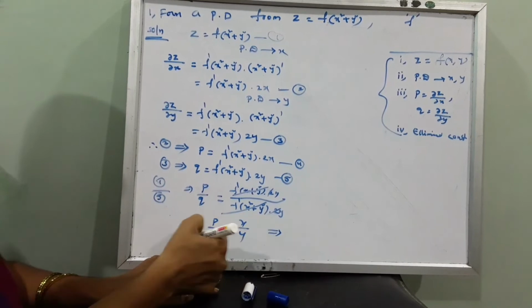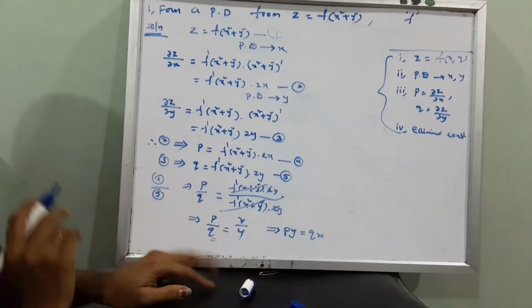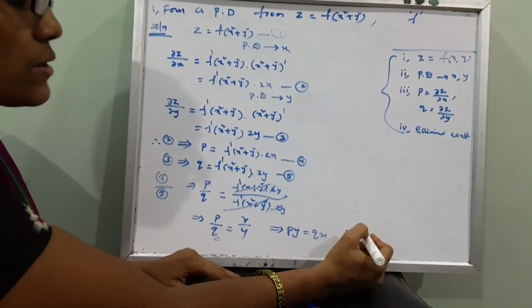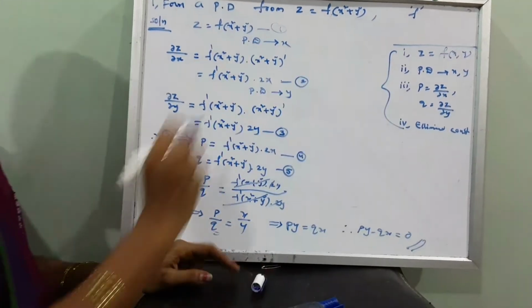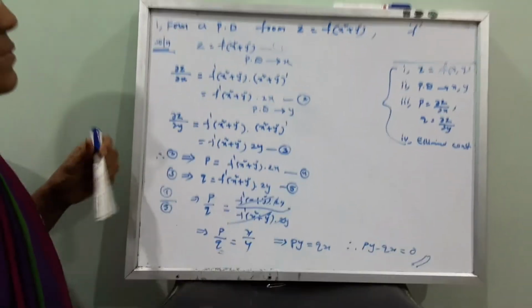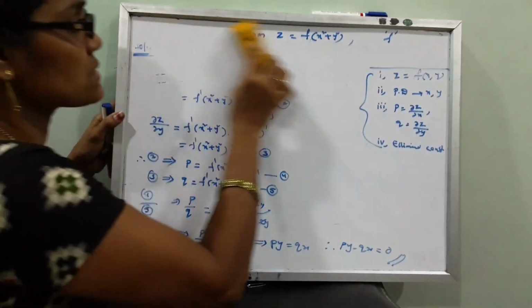This implies py is equal to qx. Cross multiplication, py is equal to qx. Therefore py minus qx is equal to 0. This is the required equation of the given differential equation. This is the example on partial differential equation.